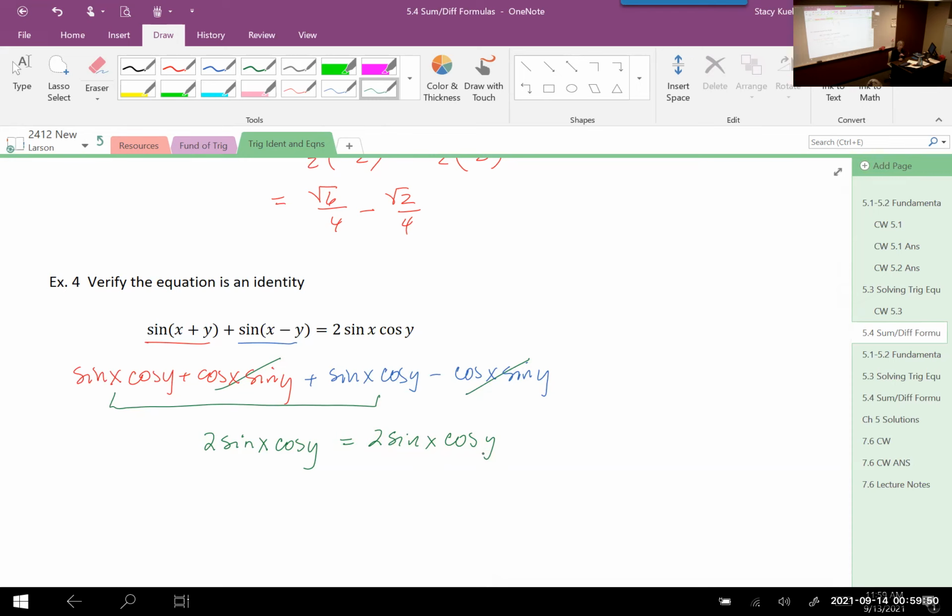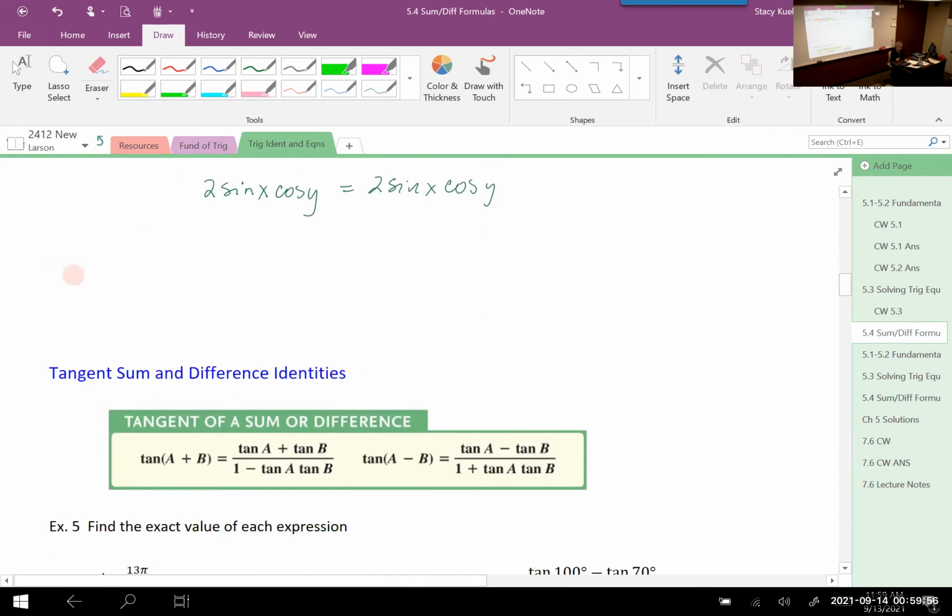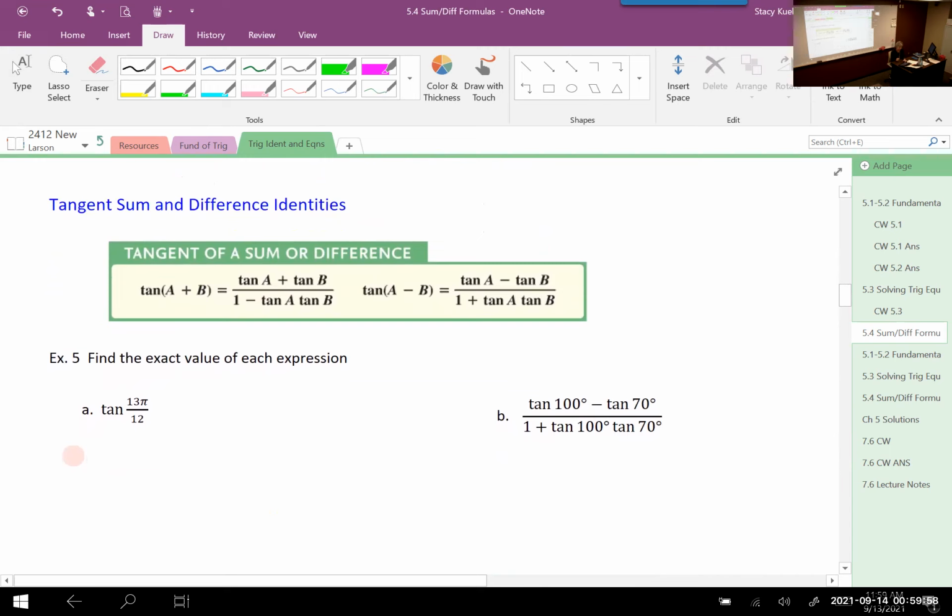Now the last one. So we've done sine and cosine for sum and difference. This last one is tangent. Tangent is usually a little bit more cumbersome and involved.